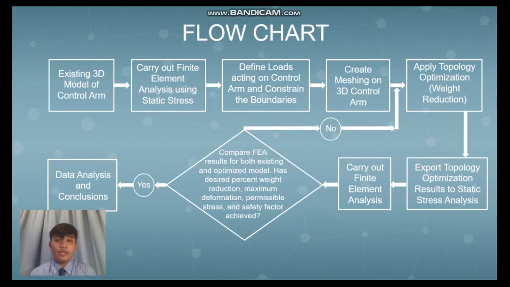Here, we first have to define the loads acting on the control arm and constrain the boundaries, create meshing on the control arm, apply topology optimization, such as shape optimization or weight reduction, and export it to static stress analysis to carry out finite element analysis. When we have the results for both the existing 3D model control arm and the topology optimized model, we can now compare them and know if the results are significant enough to say that the new model is fully optimized, or within the acceptable range of values for these four parameters: the weight reduction, maximum deformation, permissible stress, and safety factor. If not, you have to go back to apply topology optimization and modify its design. And if yes, you can now go to data analysis and conclusions.